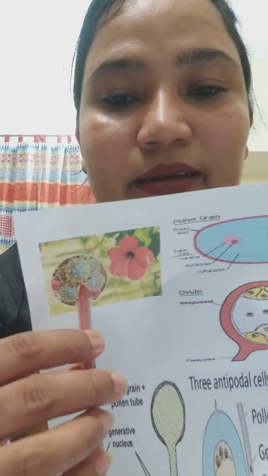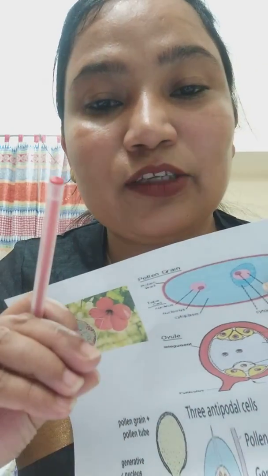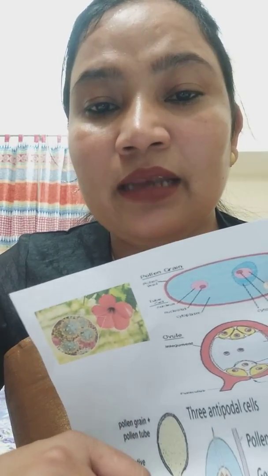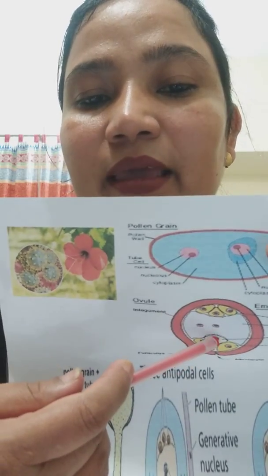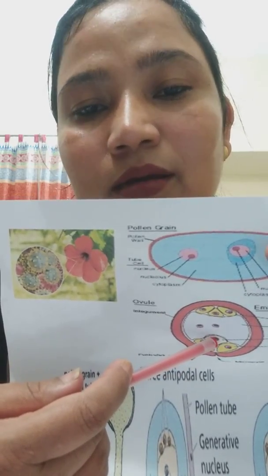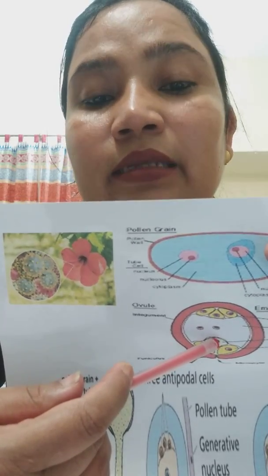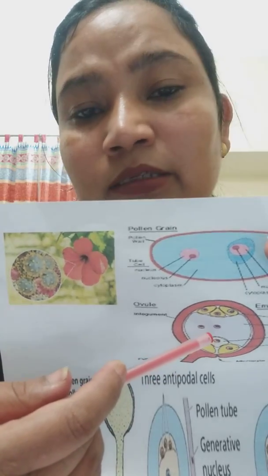Inside the pollen grain, male gametes are produced. Male gametes are small in size and motile, that means male gametes can move. Inside the embryo sac, female gametes, the eggs, are produced. Eggs are big in size and non-motile. Non-motile means the egg can't move.